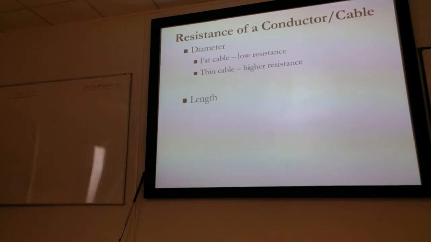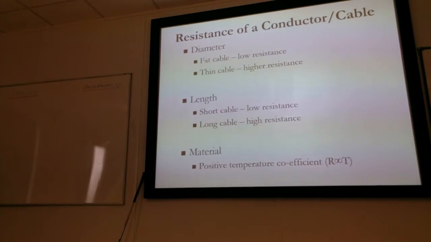The length of the cable is also directly proportional to the resistance. A short cable has low resistance. Logically, then, a long cable has a high resistance. You can have considerable loads or voltage lost just from one end of a cable to the other. And the material is important.